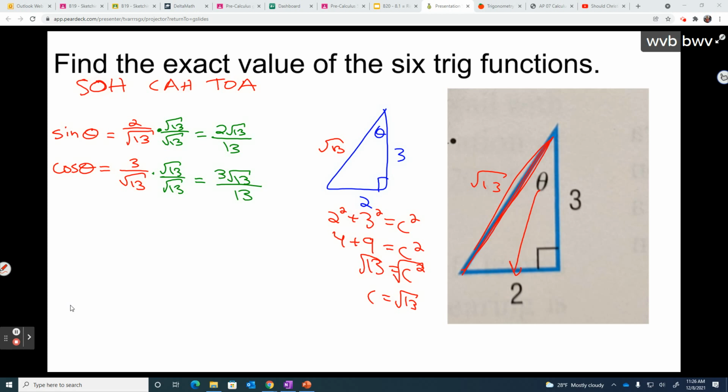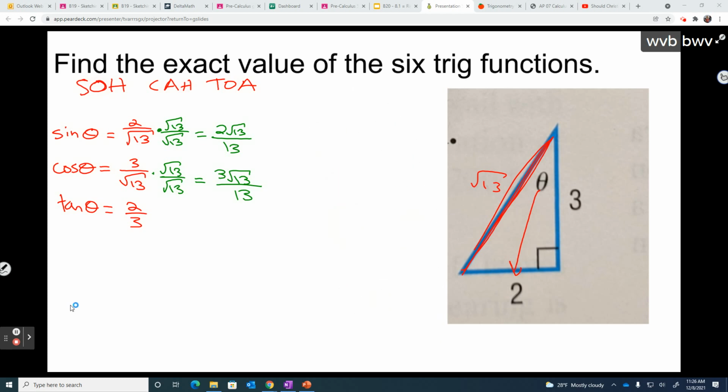Next, we've got tangent theta, opposite is 2 over adjacent at 3. And then we just got to flip them all. Sine matches with cosecant. Which one should we flip? Should we flip the final answer or the original?